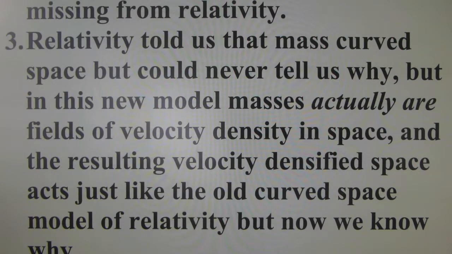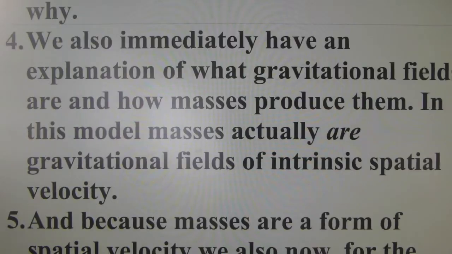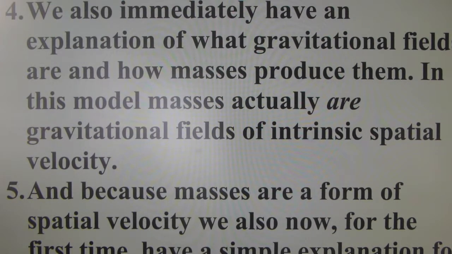Relativity told us that mass curved space, but could never tell us why. But in this new model, masses actually are fields of velocity density in space, and the resulting velocity densified space acts just like the old curved space model of relativity, but now we know why. We also immediately have an explanation of what gravitational fields are and how masses produce them. In this model, masses actually are gravitational fields of intrinsic spatial velocity.